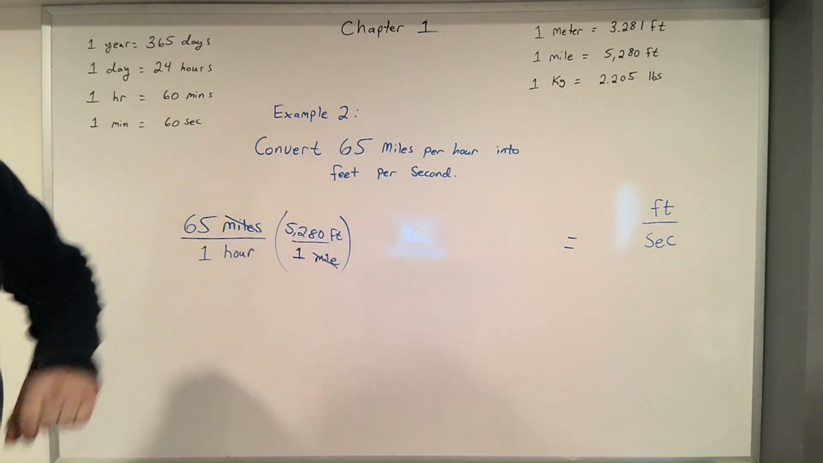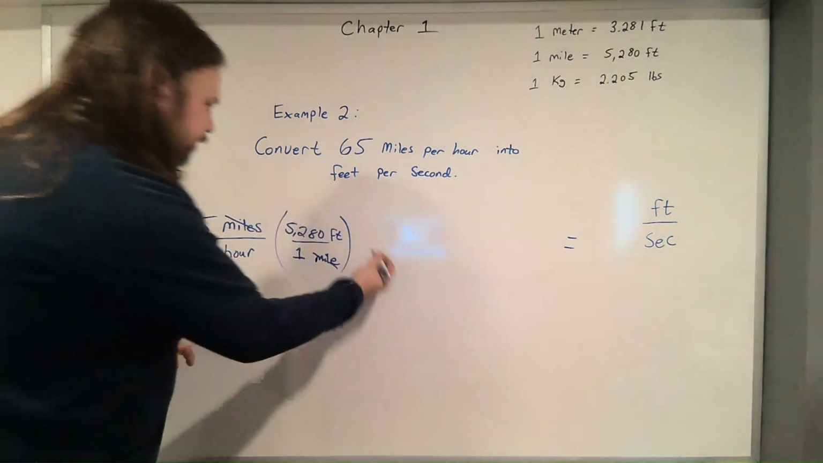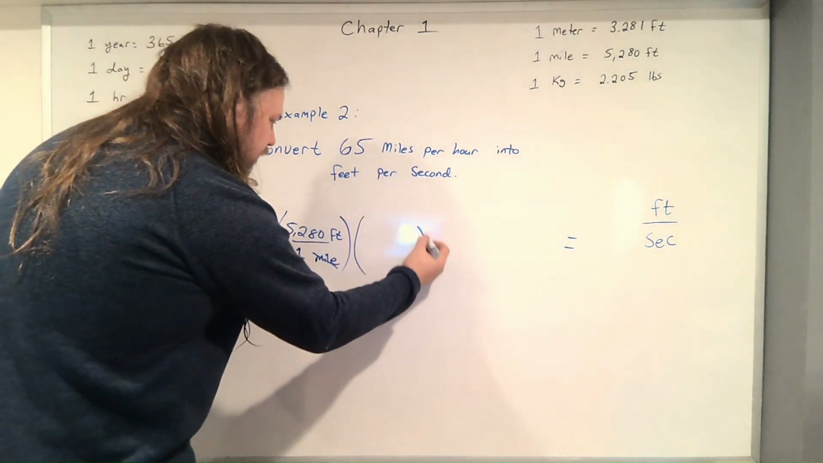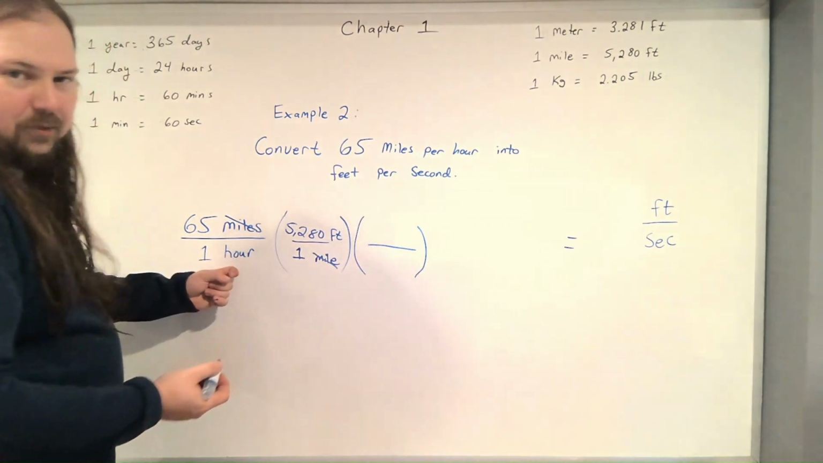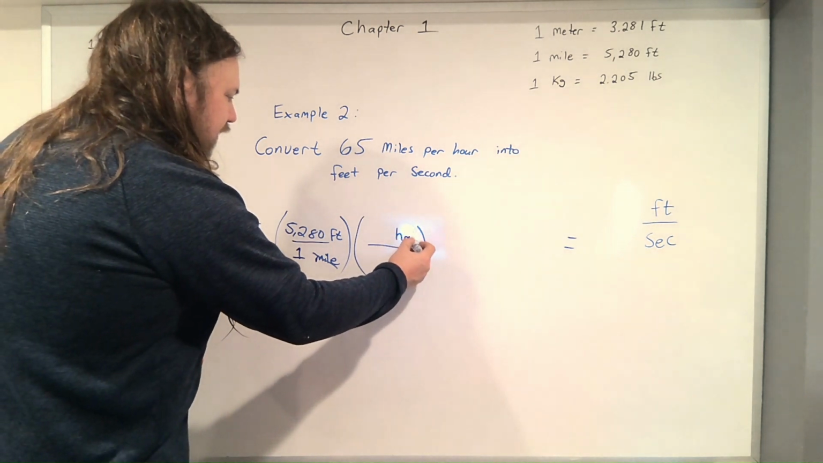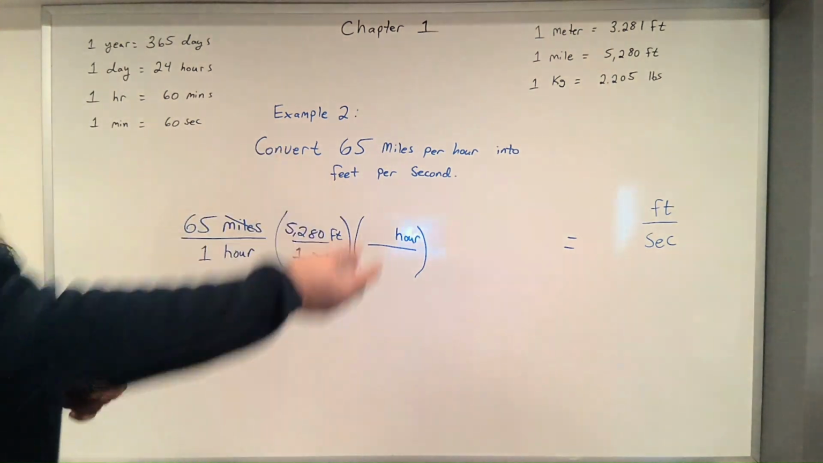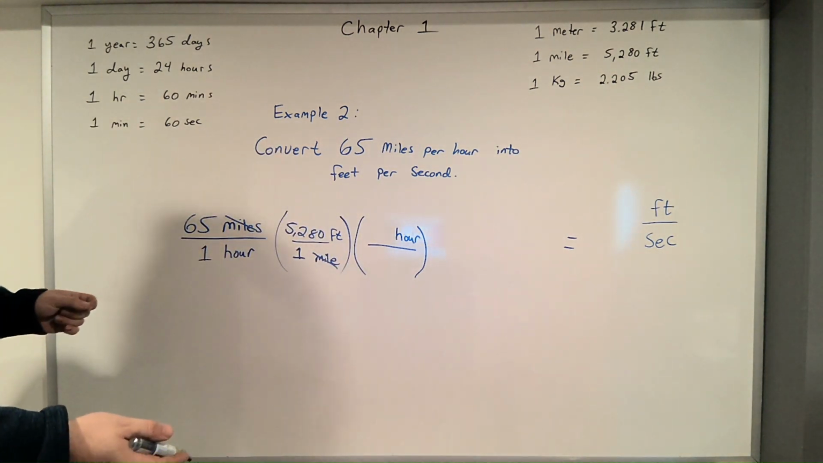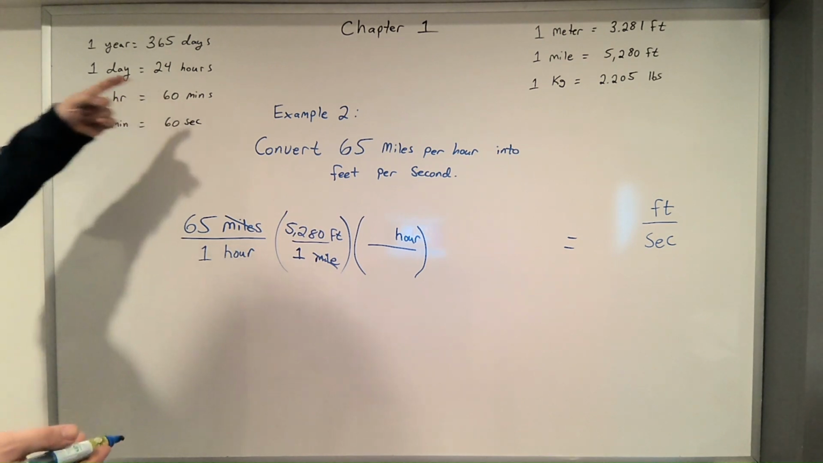We don't want to be in feet per hour, we want to be in feet per second. So we need to do another conversion. All right, feet is good. Now I got to get rid of hour. Hour is in the denominator, which means I want hours in the numerator. Okay. Now, how many seconds are in an hour? Because I'm trying to get to seconds. And there is no straight conversion to that one. Okay.